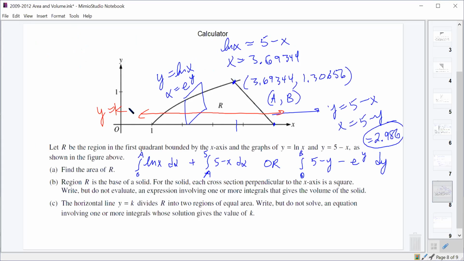So first off, we know the area of the entire region, right? It's 2.986. So one of these, the area that we're talking about, needs to be 1/2 of 2.986. True? And so we'll need to write an integral that gives us the area of this section that I've shaded in red. Hold on 1 second.